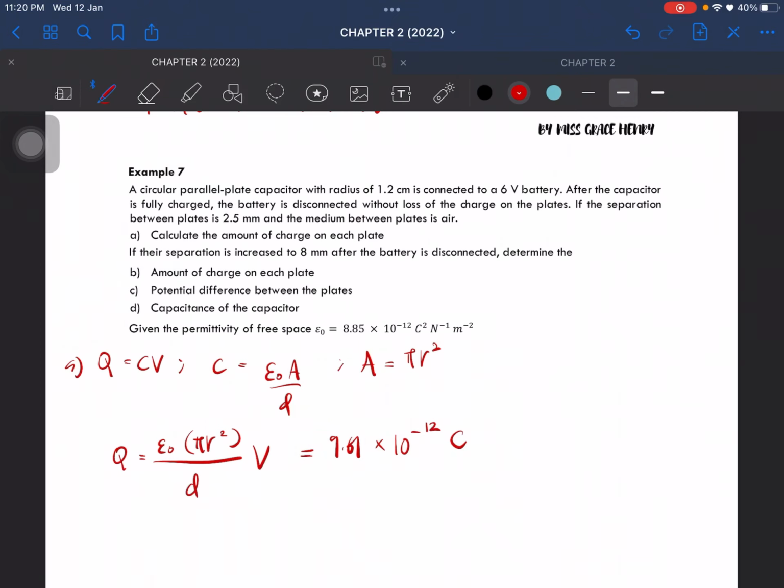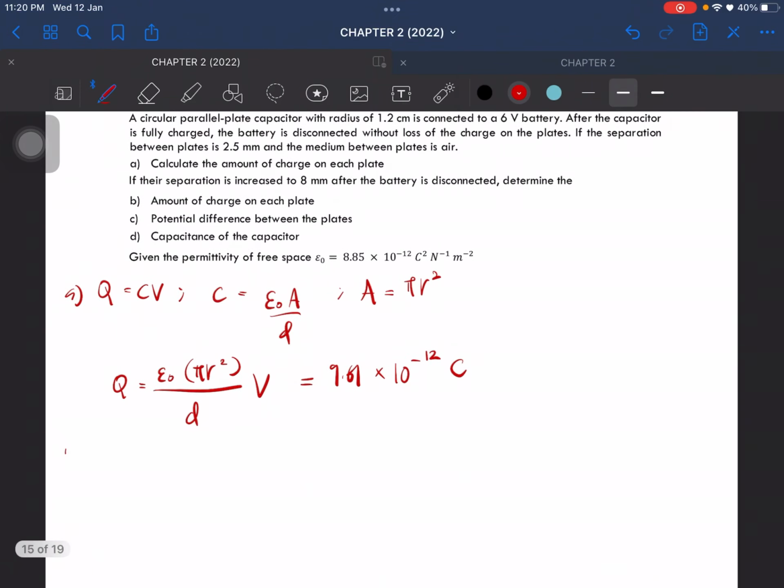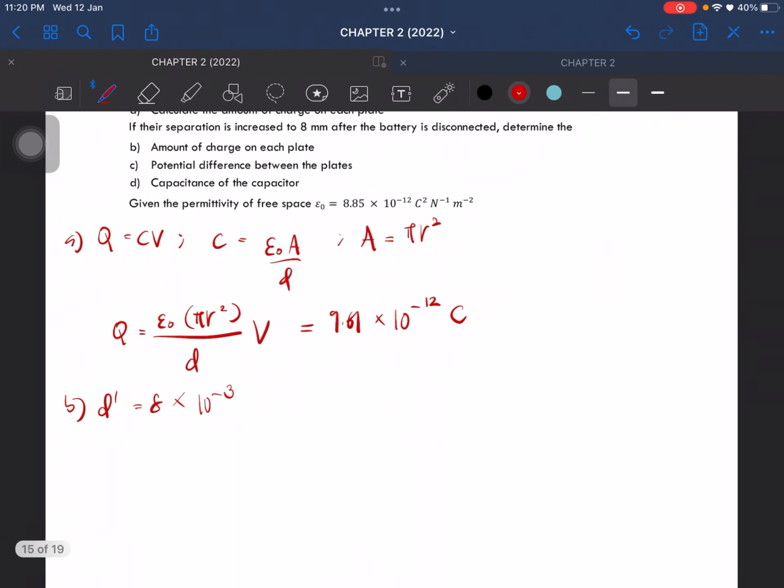Okay, and then for question B, the separation becomes 8 millimeter after the battery is disconnected. So determine the amount of charge on each plate. Remember, there is no loss of charge, so the Q is constant. The amount of charge is constant.